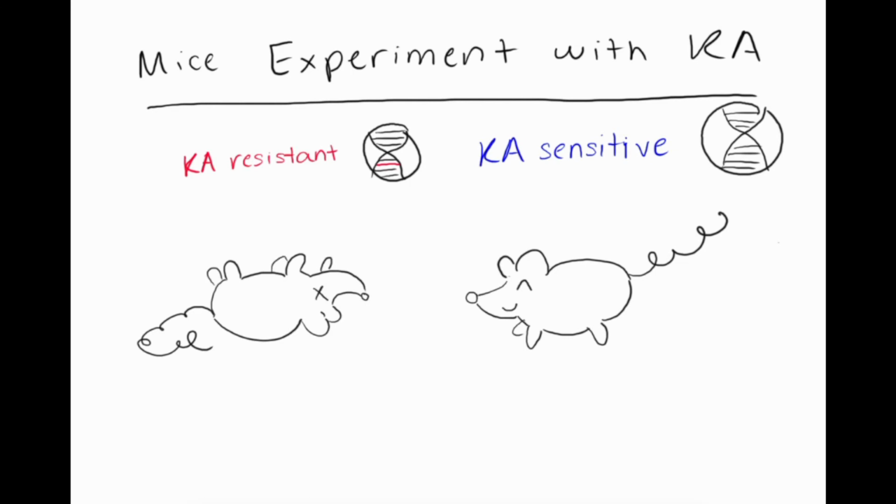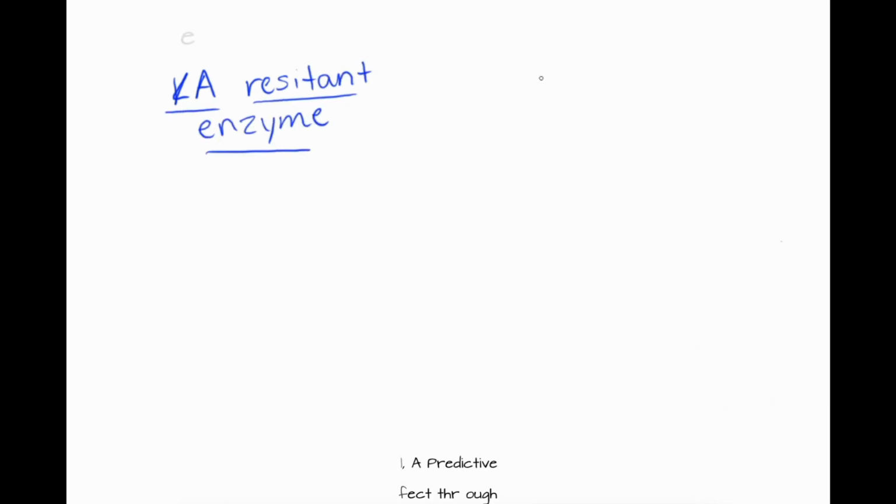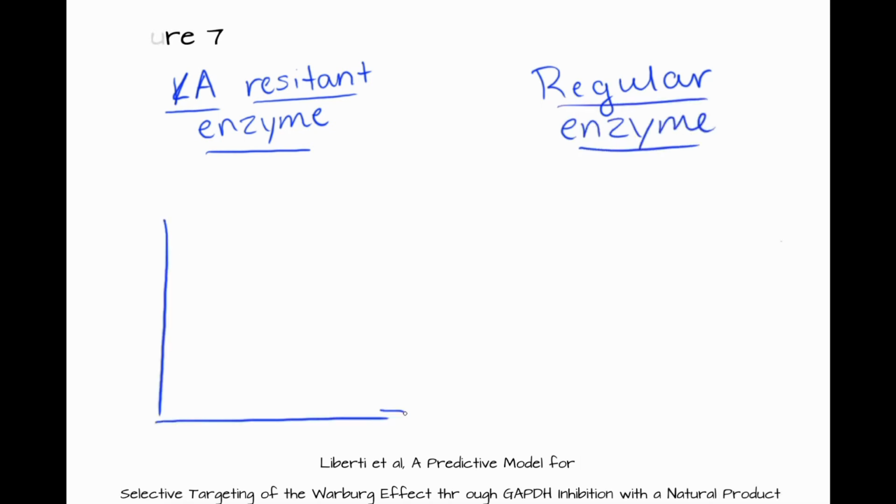These two graphs compare tumor growth in cancer cells with the Ka-resistant enzymes and the regular enzymes over time. In the graph on the left, the enzyme GAPDH was active because it was modified to resist Ka. However, in the graph on the right, GAPDH was inhibited by Ka, as in human cancers. The growth in these tumors decreased over time and their size was reduced.